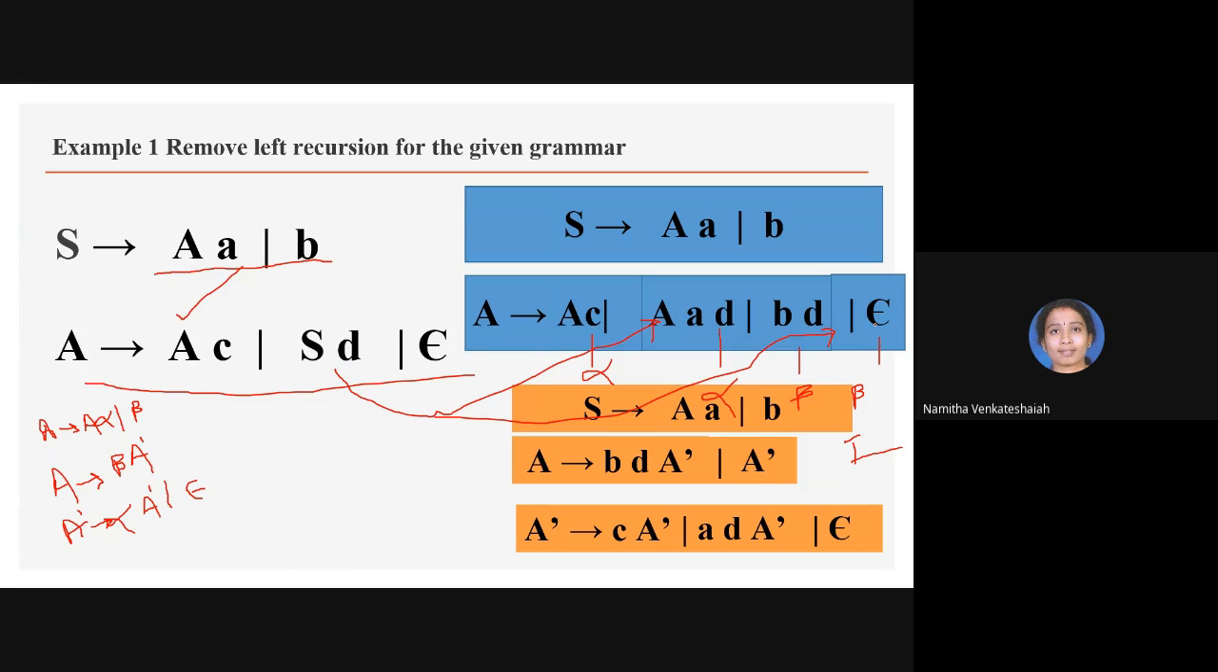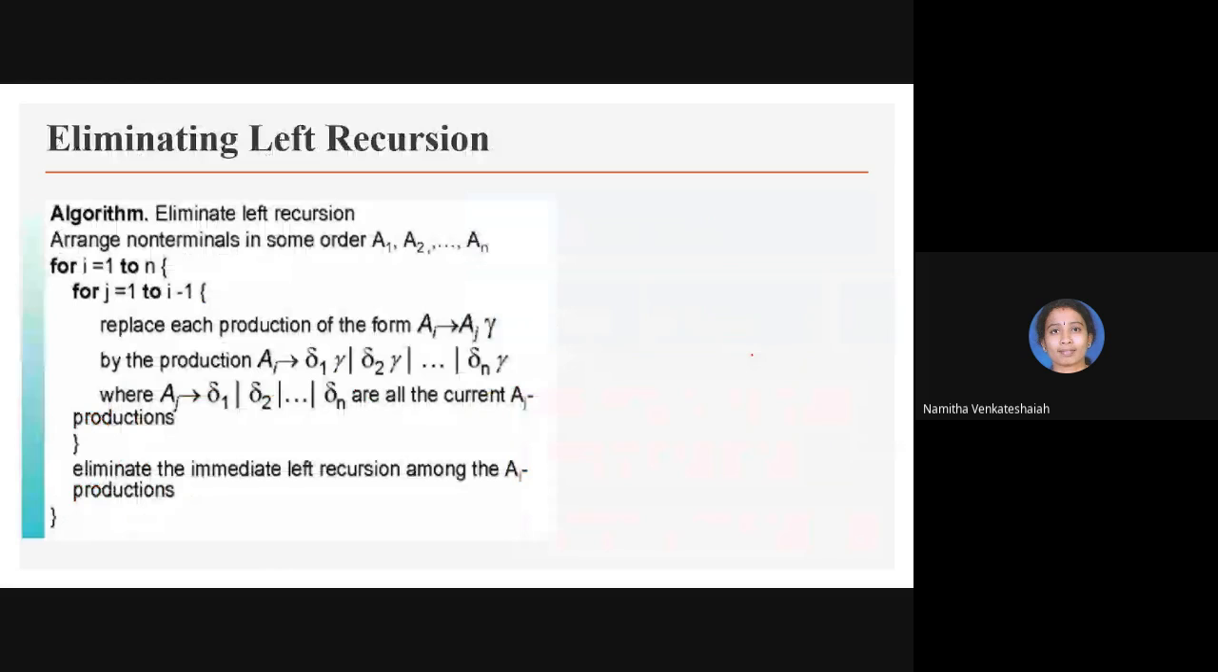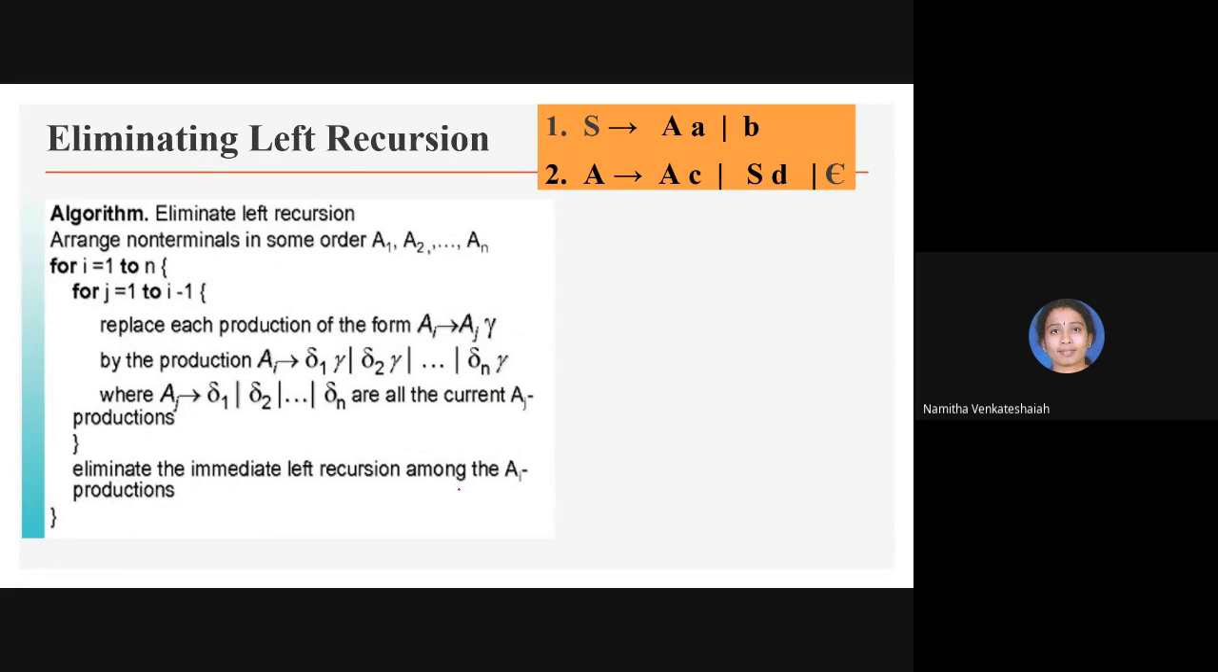That means this is one term, this is one term, this is one term. For each and every term, we will do it. Okay, replace each production of the form Ai produces Aj gamma by the production Ai produces delta 1 gamma, delta 2 gamma, like that. Okay, and Aj produces delta 1, delta 2 are all the current Aj productions. Okay, so eliminate the immediate recursion among the Aj productions. Okay, so the same example we have considered.